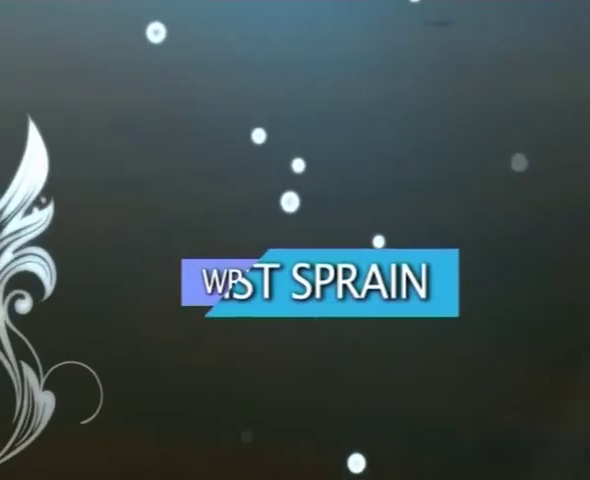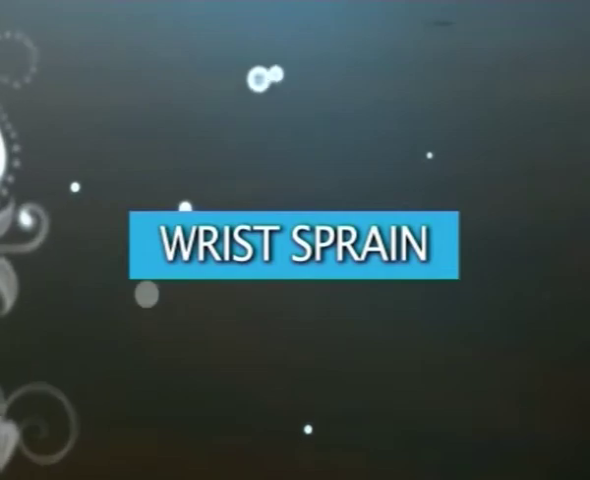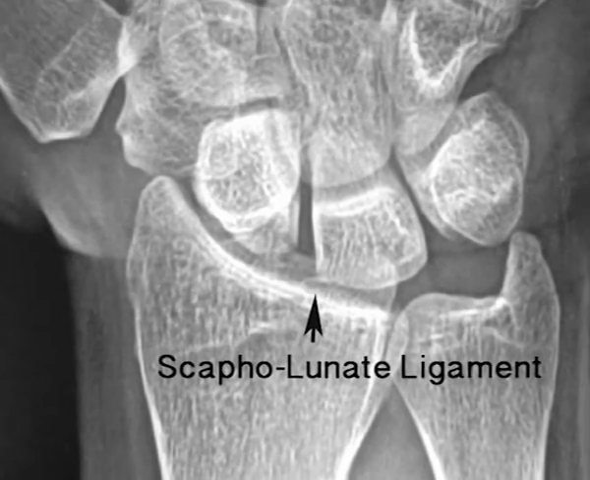Now we have wrist sprain. A sprain is an injury to a ligament. Ligaments are the connective tissues that connect bone to bone. They could be thought of as tape that holds the bones together at a joint. The most common ligament to be injured in the wrist is the scapholunate ligament.